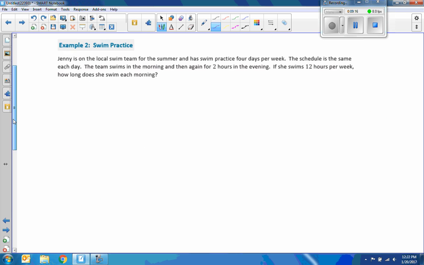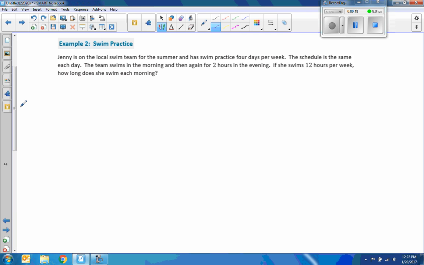Example 2. Jenny is on the local swim team for the summer and has swim practice for 4 days per week. Okay? 4 days per week. The schedule is the same each day. The team swims in the morning and then again for 2 hours in the evening. So they have a morning swim plus 2 hours in the evening. Okay. So those are our givens.